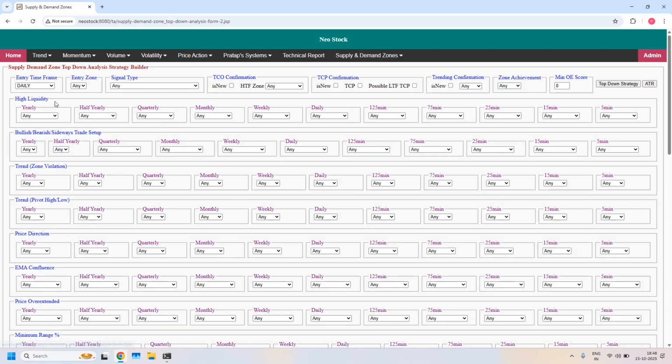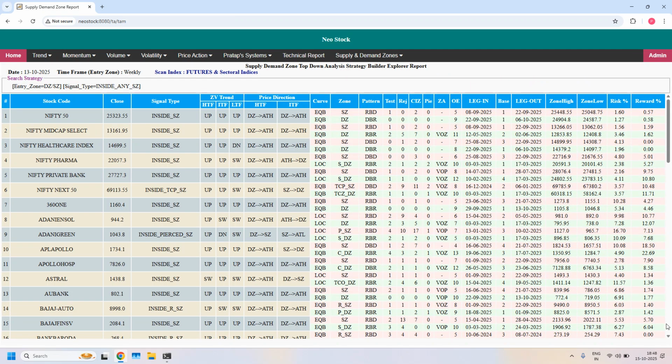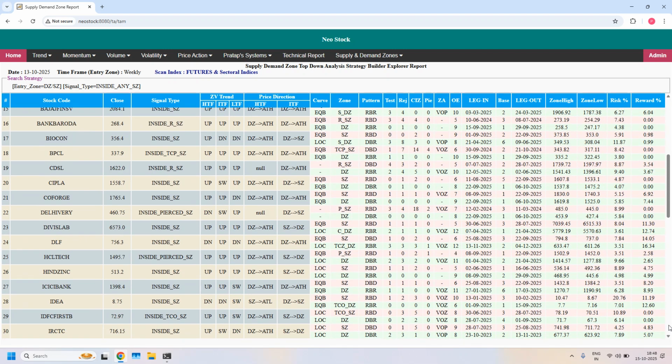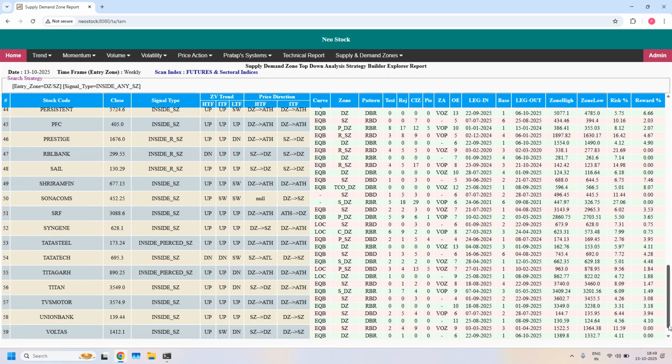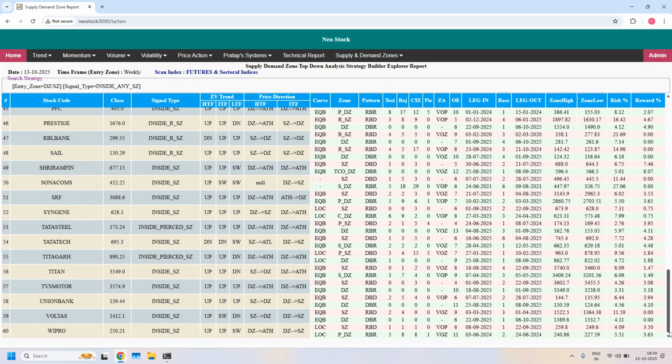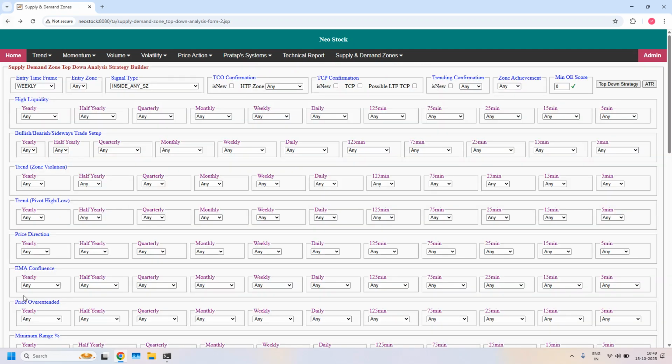Okay, next, price closed inside the weekly supply zone. First 15 stocks in the list. Scrolling the list down. Total 60 stocks are filtered. We can further filter this list based on weekly supply zone having weekly EMA confluence.